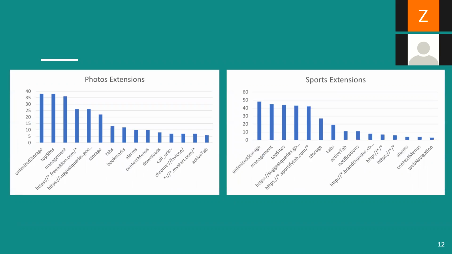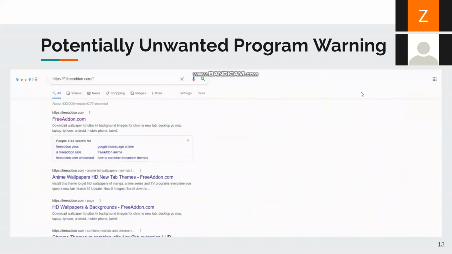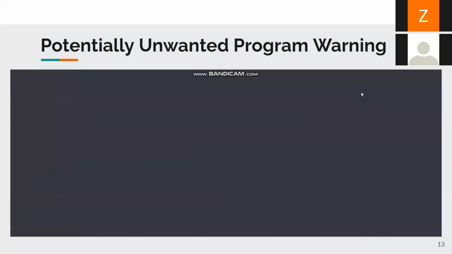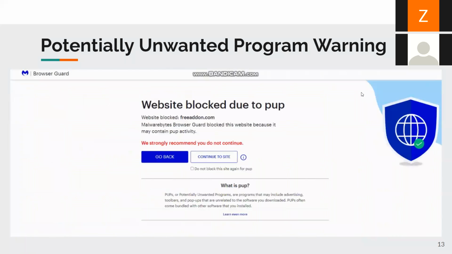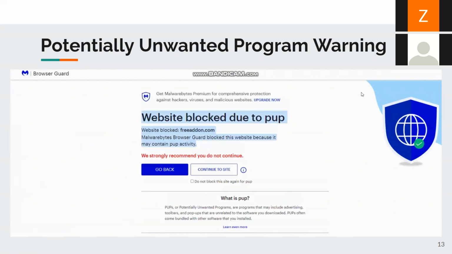The two extension categories that differed the most were the photos and sports sections. Here, the most used permission was unlimited storage, which allows the extension to exceed the length set by the local.storage setting. However, the most interesting finding was the addition of thefreeaddon.com. When navigating to the site, we discovered that it was blocked by Malwarebytes as being potentially malicious. As it wasn't in the top 4 permissions requested, it raised a red flag.